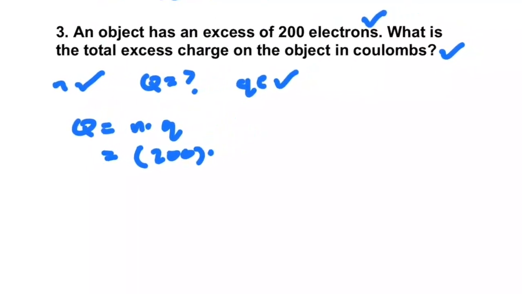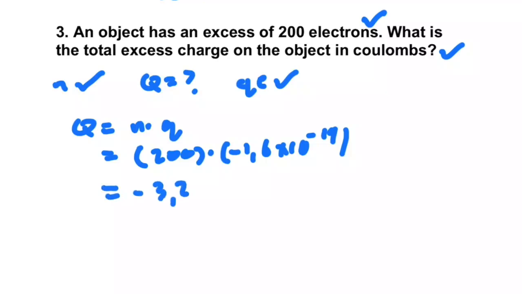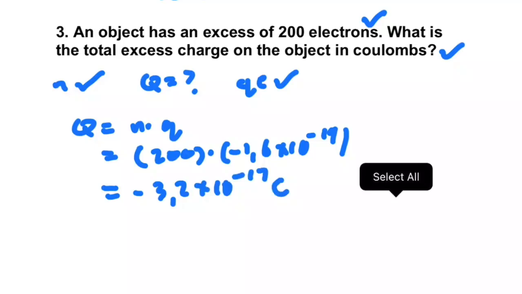So we have minus 1.6 times 10 to the minus 19. This is equal to minus 3.2 times 10 to the minus 17 coulombs. So there we go. That will be the total excess charge of an object with an excess of 200 electrons. This is how you apply the principle of quantization of charge. I did say that we are going to talk about these columns in detail. So let's go ahead and take a look at that.